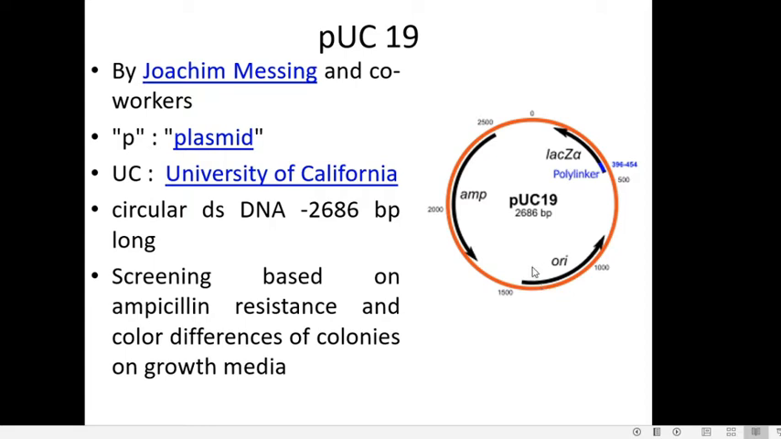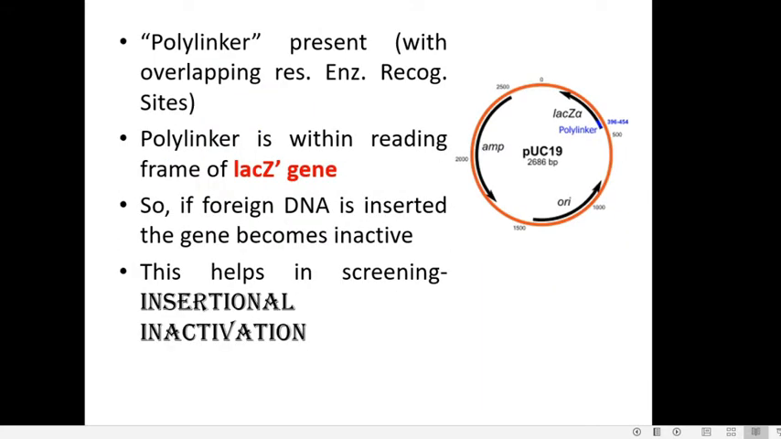Then you have two genes shown here. One is an ampicillin resistance gene. It is an antibiotic resistance gene which is used as a marker. We will come to how it serves the marker purpose. Then you have another gene which is called the LacZ gene or LacZ-alpha gene, and it is associated with a polylinker sequence. So first of all, we go to what a polylinker is.